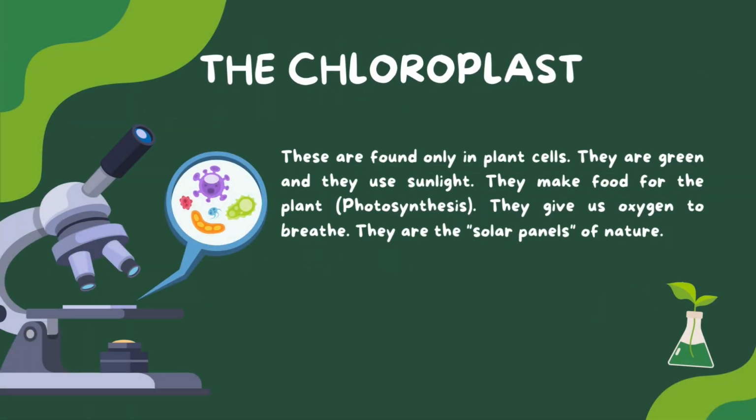The chloroplast. These are found only in plant cells. They are green and they use sunlight. They make food for the plant, photosynthesis. They give us oxygen to breathe. They are the solar panels of nature.